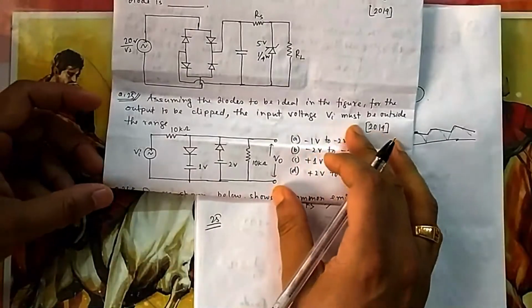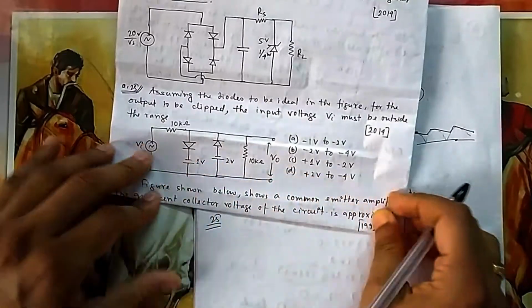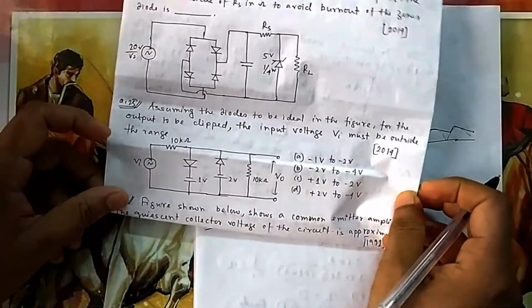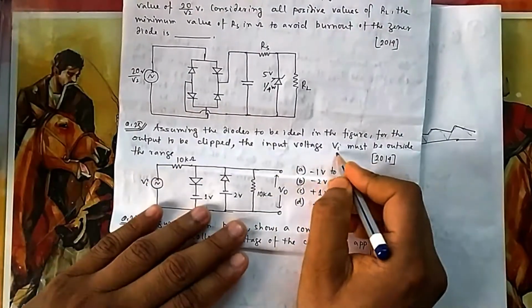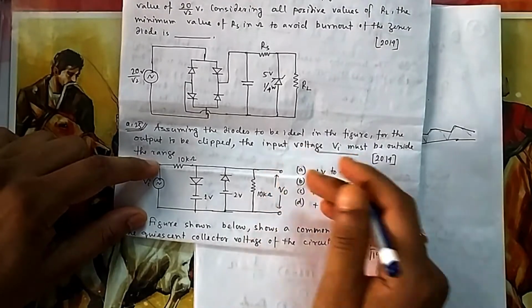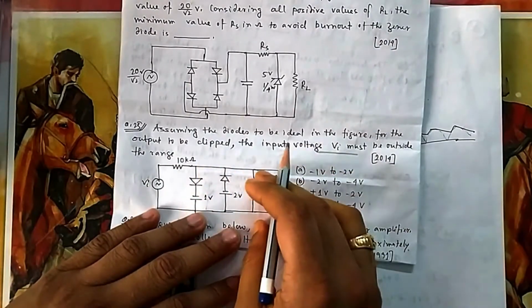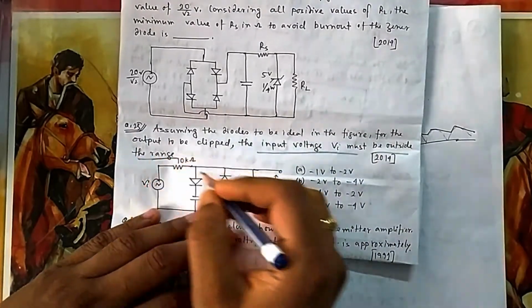So in question number 25, what they are asking, assuming the diodes to be ideal in the figure, for the output to be clipped, the input voltage Vi must be outside the range. Now this is a different way of giving the question. Here they are asking input voltage. Generally input is given, then they ask what will be the output. But what they are saying is that the output has to be clipped. For that, input voltage Vi must be outside the range.